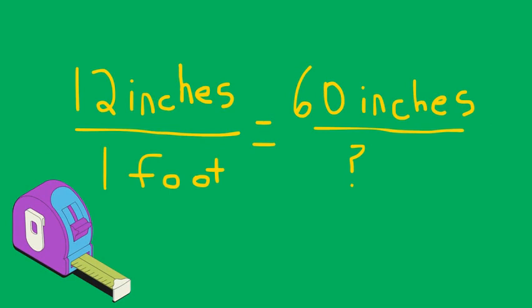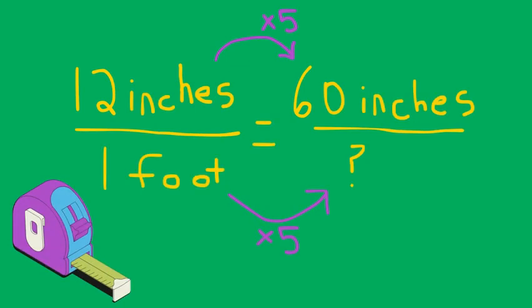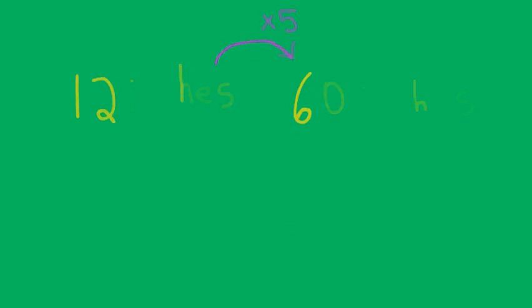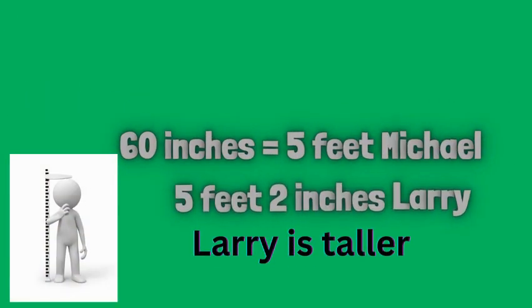To solve this problem, we would have to set up an equivalent ratio 12 to 1. I know that 12 times 5 is 60. Therefore, we would have to do 5 times 1, which equals 5 feet. 60 inches equals 5 feet, which is how tall Michael is. 5 feet 2 is Larry.